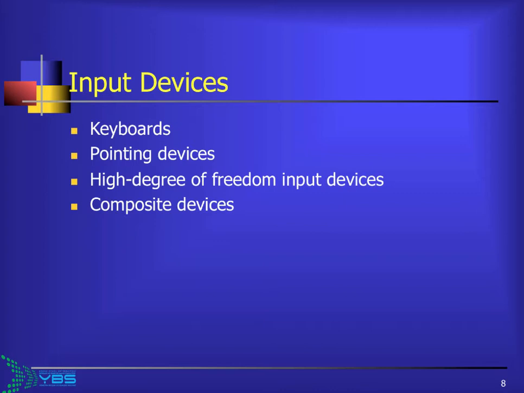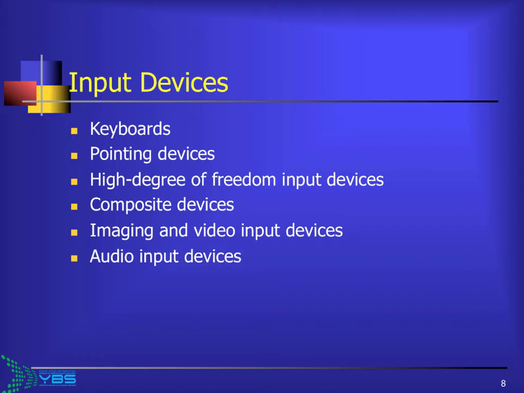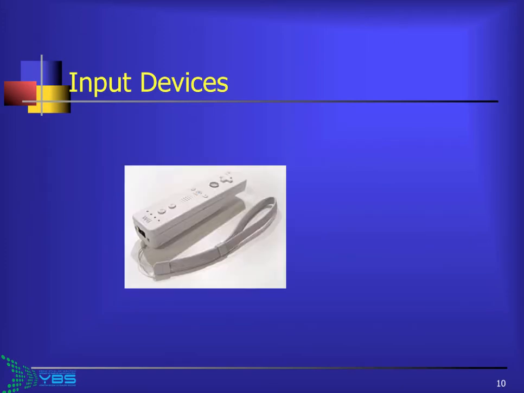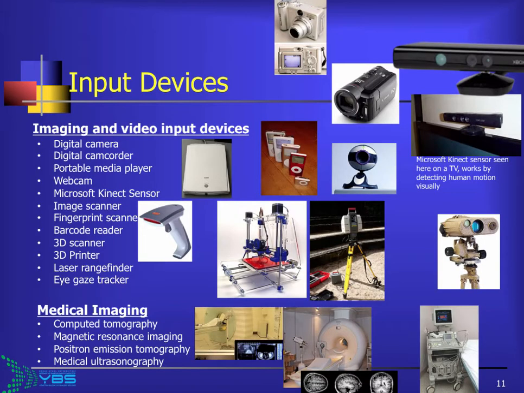As you see on the screen: the keyboard, pointing devices, high degree of freedom input devices, composite devices, imaging and video input devices, also audio input devices, and then further we're going to talk about that. Let's see on the screen some keyboards and mouses and also some kinds of input devices you can see in it.